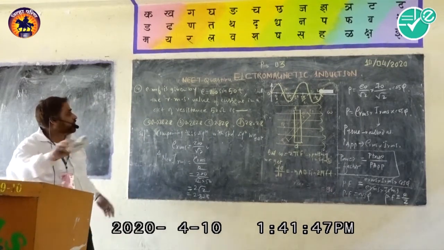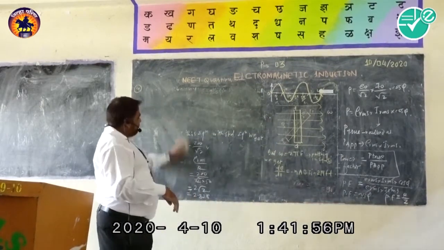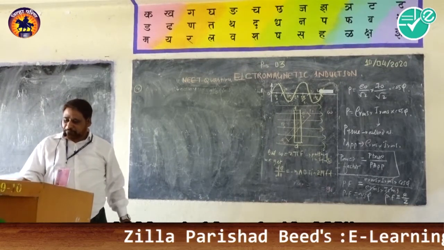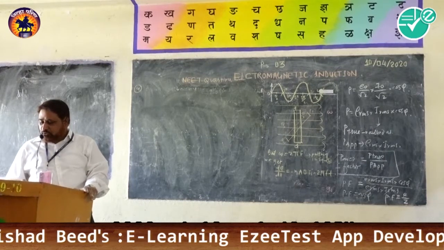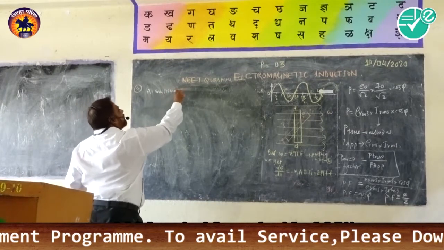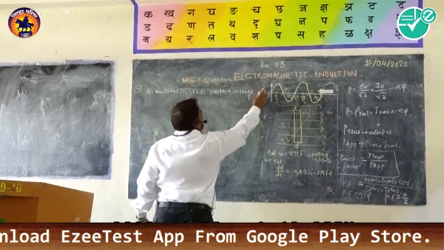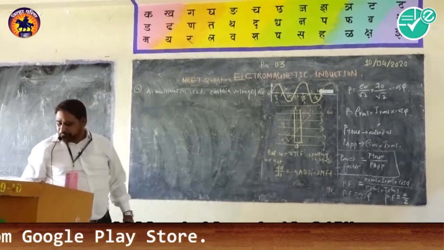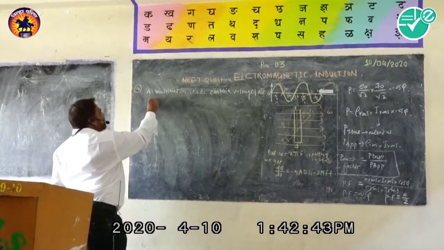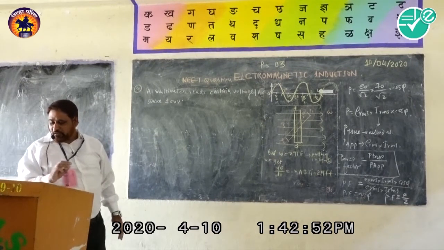So the next problem comes to you like this. The fifth problem is like this. A multimeter reads a certain voltage of AC, alternating voltage you can say, of that AC source as 100 volt. What is the peak value of voltage of that AC source?